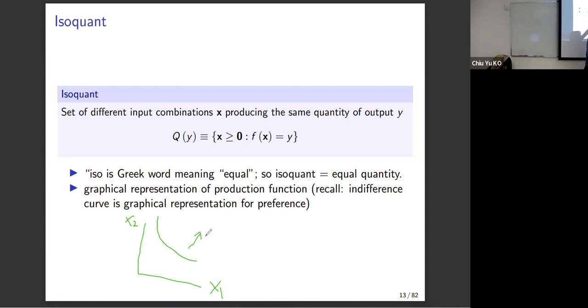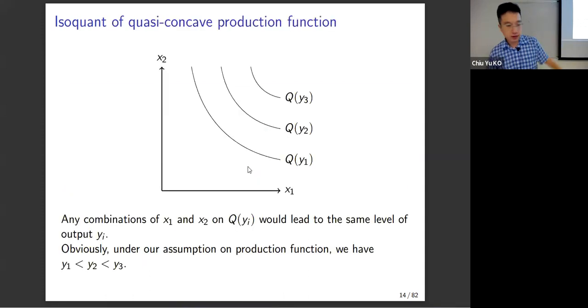And the shape is like this because we assume quasi-concave, okay? So this is the thing. You can easily see that because of this assumption, you will have a unique solution, right? Because of all the assumptions we make here. So this is the graph, right? Going in this direction, you have a higher isoquant. And the reason the isoquant is not a set but a line is because of slowly increasing: increase more input, slowly increase more output. So this is the assumption we make, okay?